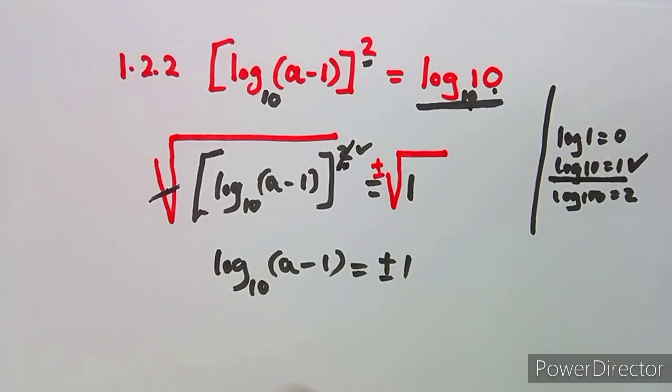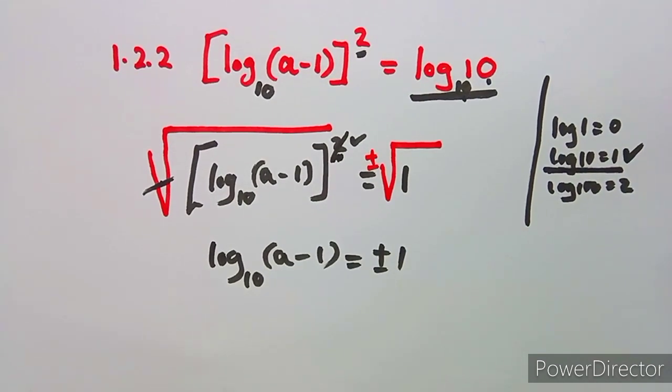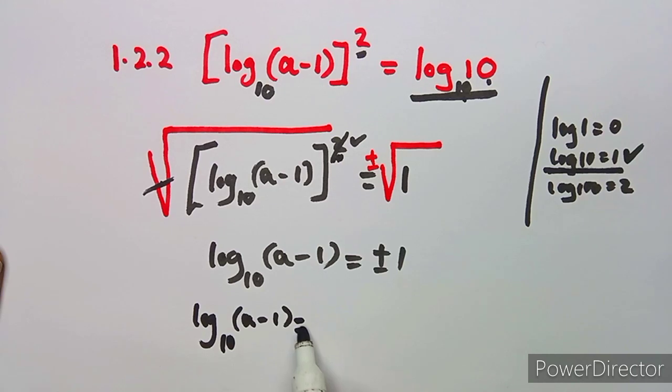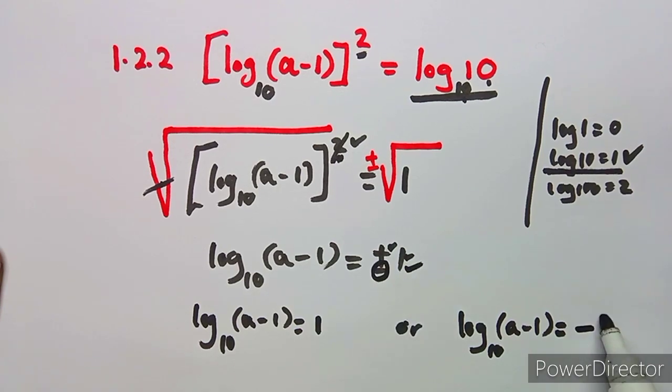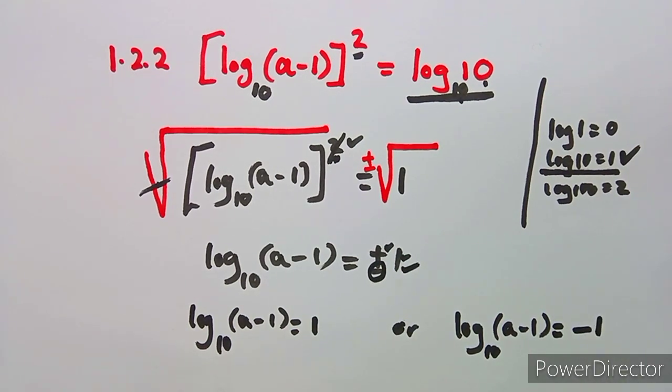All right, let's work out the solutions. The first solution comes from log a minus 1 in base 10 equal to plus 1. Another one is going to be from log a minus 1 in base 10 equal to minus 1, because it's plus or minus. So now, as we can see, we are left with a normal logarithm that we are used to. We no longer have these complicated situations that we had. So how are we now going to solve?